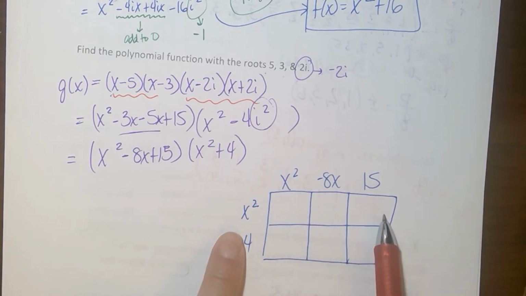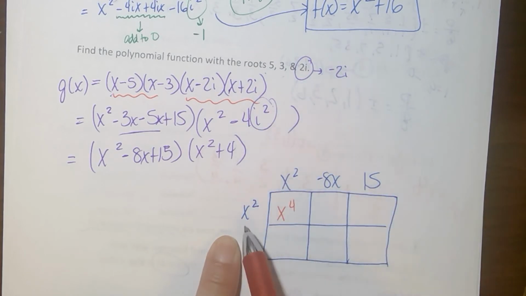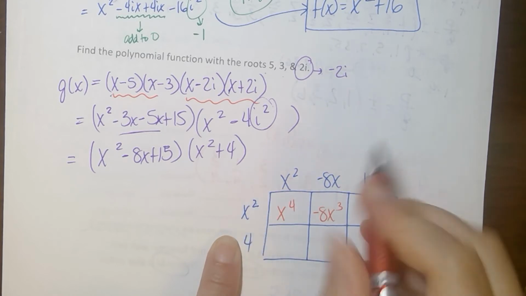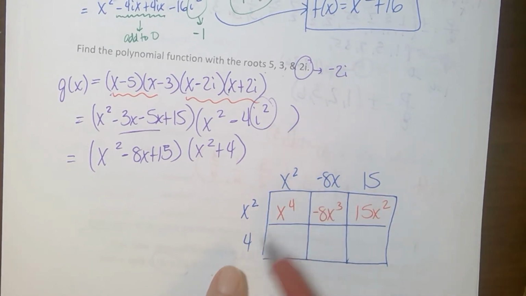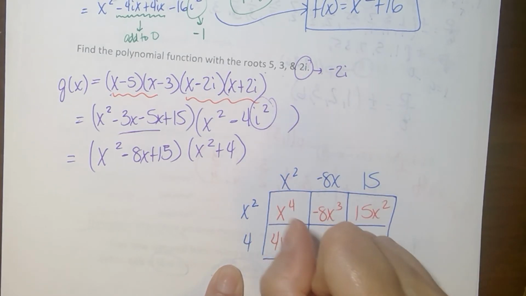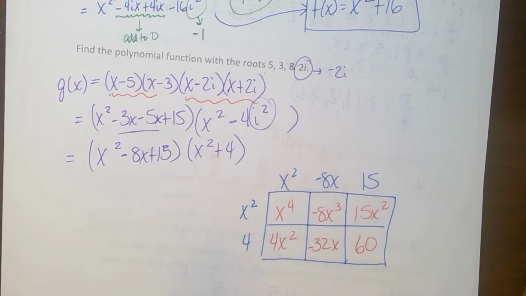So for the first row, we multiply x squared times each of these terms. X squared times x squared is x to the 4th. X squared times negative 8x is negative 8x cubed. And x squared times 15 is 15x squared. Then I move to the second row and I multiply 4 times those 3 terms so that I have 4x squared, negative 32x, and 60.